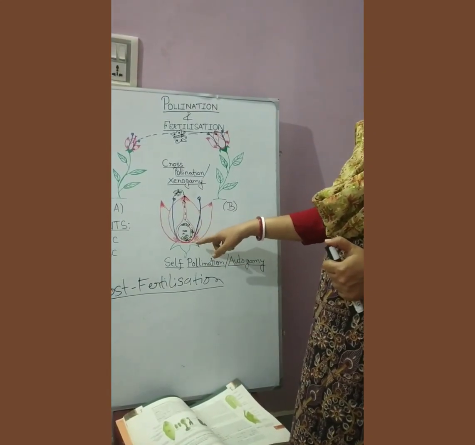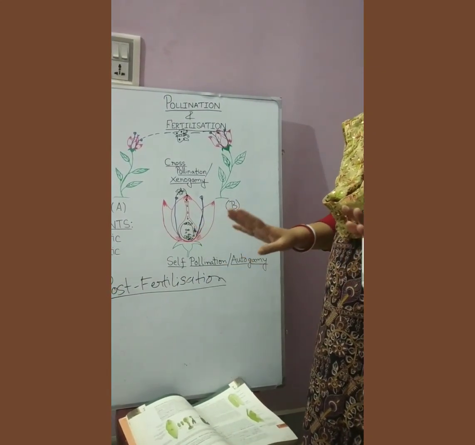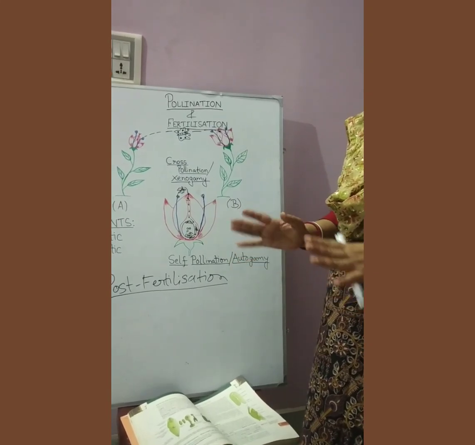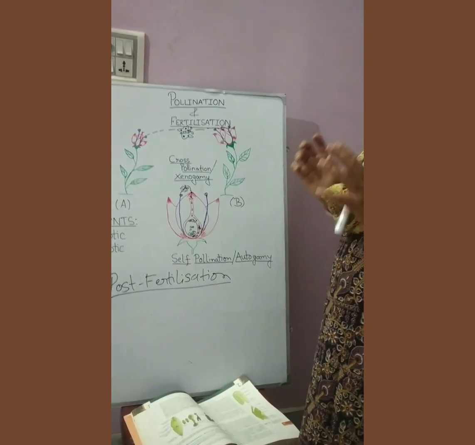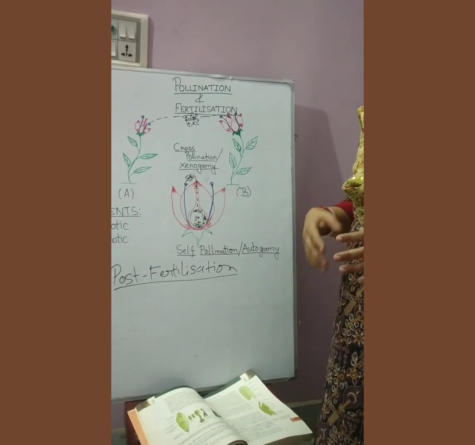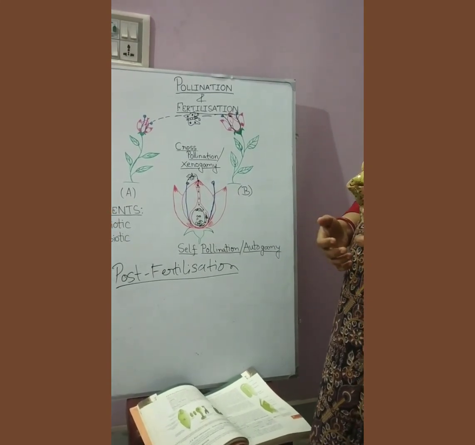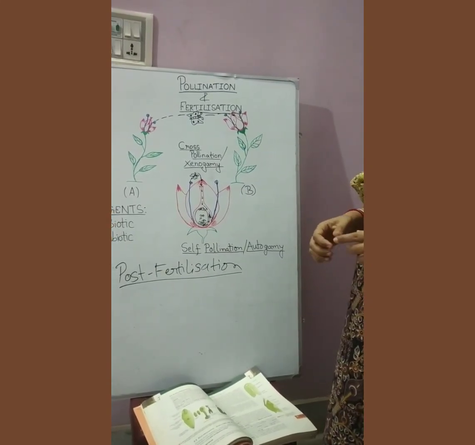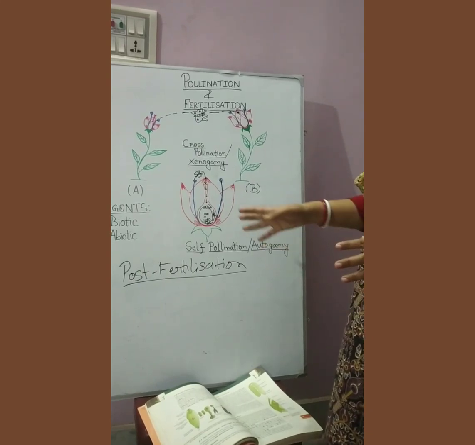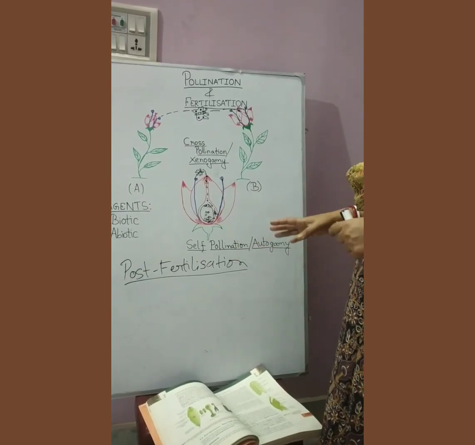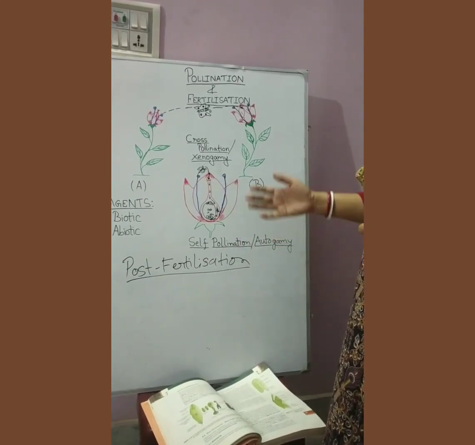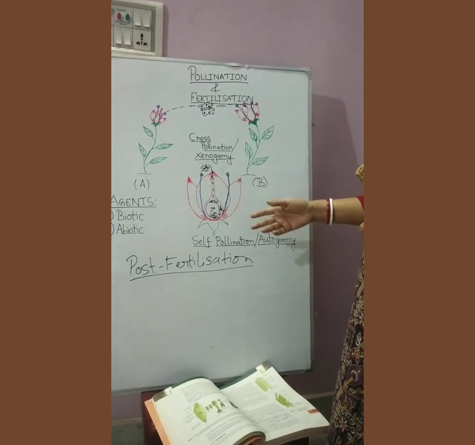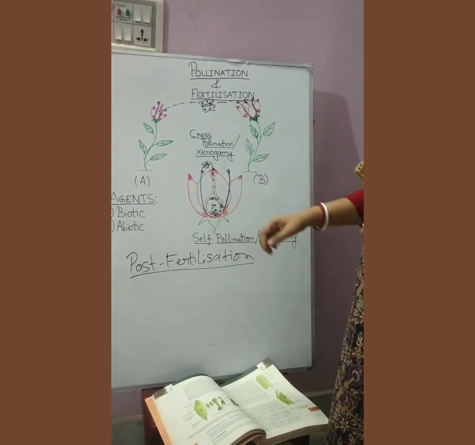Fine. Now soon after the fertilization process, the embryo does not go for further division. It takes some rest. In the meantime, the endosperm nucleus undergoes rapid division. Why does it go for rapid division? Because it has to provide nutrition to the developing embryo. So after the fertilization, the first cell to undergo division is your endosperm nucleus.